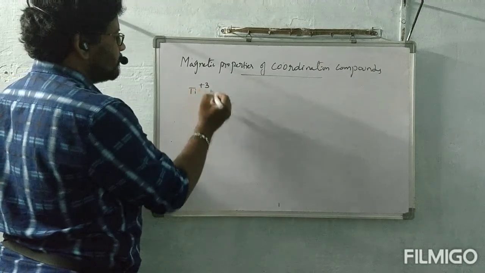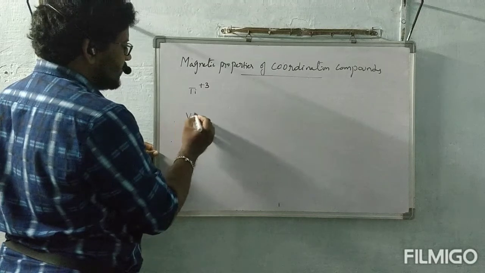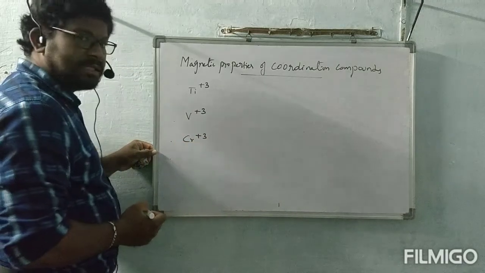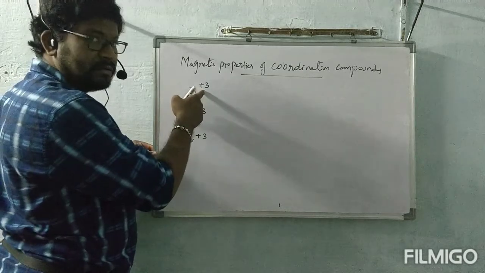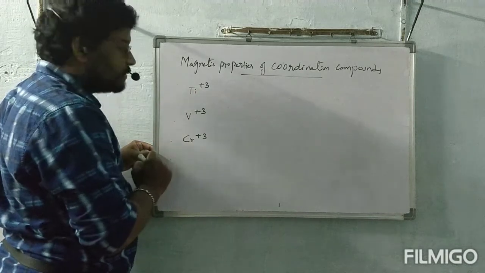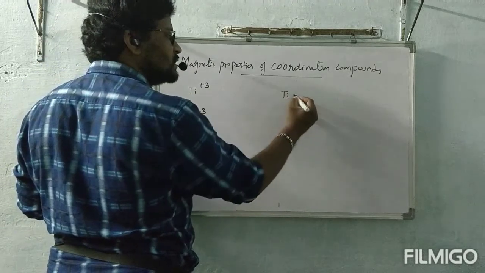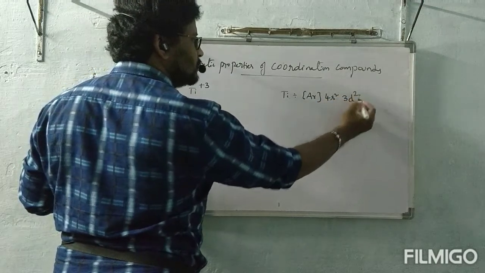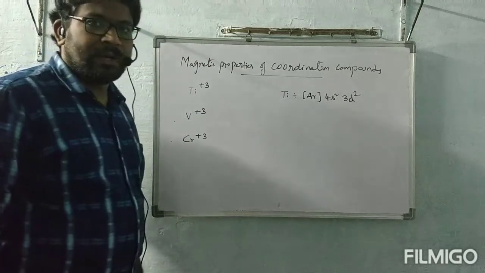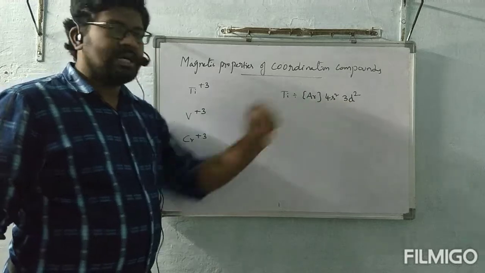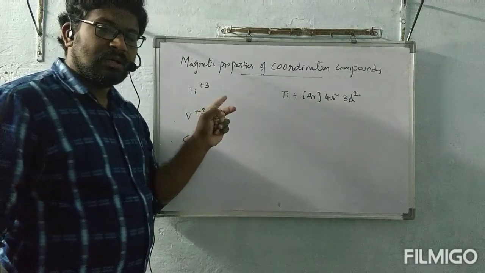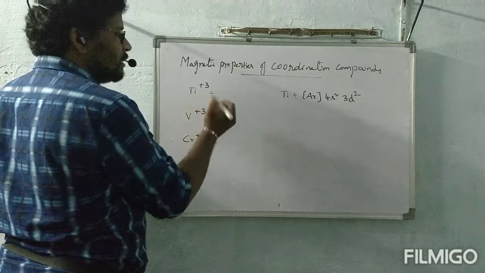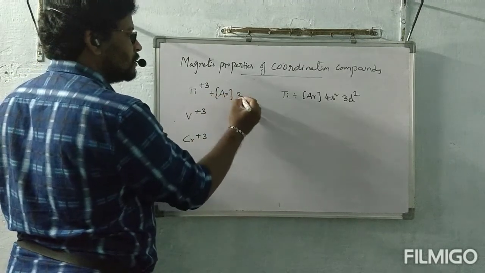Titanium plus 3. Next, vanadium plus 3. Next, chromium plus 3. Three complexes which contain central metal ions: titanium plus 3, vanadium plus 3, and Cr plus 3. Titanium, atomic number 22, configuration is argon 4s2 3d2. Ti plus 3 means 3 electrons must be removed: 2 electrons from 4s and 1 electron from 3d. So titanium plus 3 configuration is argon 3d1.